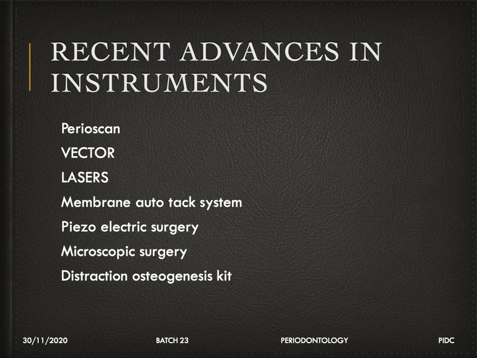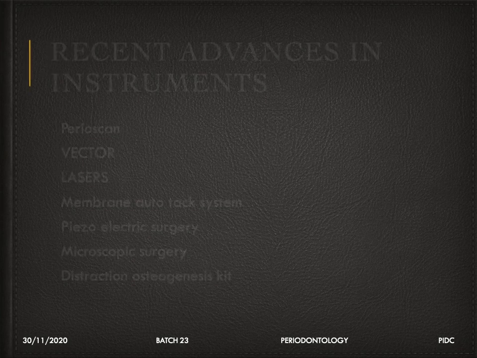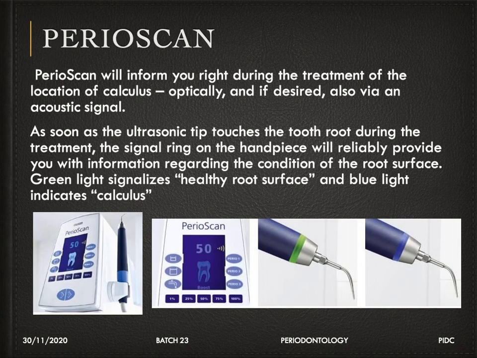We have seen the material aspects. We'll go on to the recent advances in instruments. What are all the recent advancements in instruments? The recent instruments are perioscan, vectors, lasers, membrane autotags, piezoelectric surgeries, microscopic surgeries, and distraction osteogenesis kit. Perioscan, what is the advantage of this newer instrument?